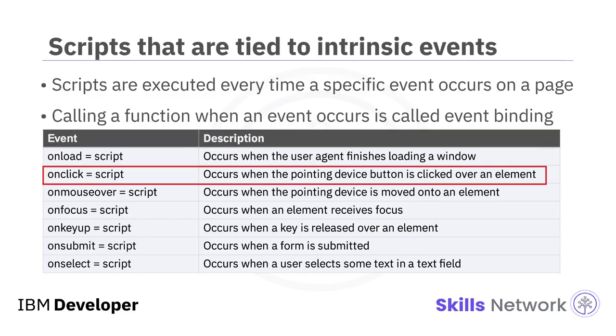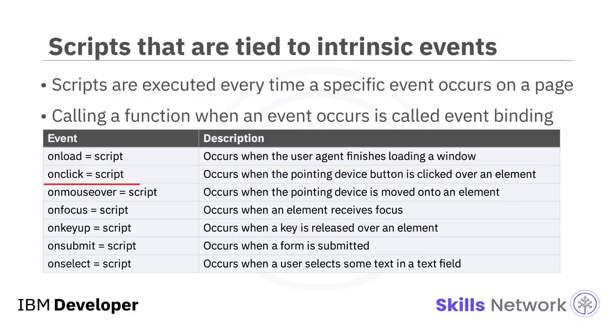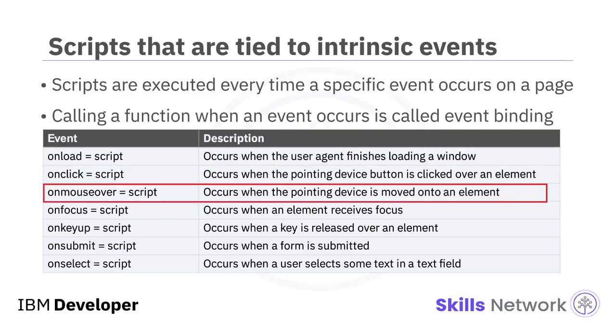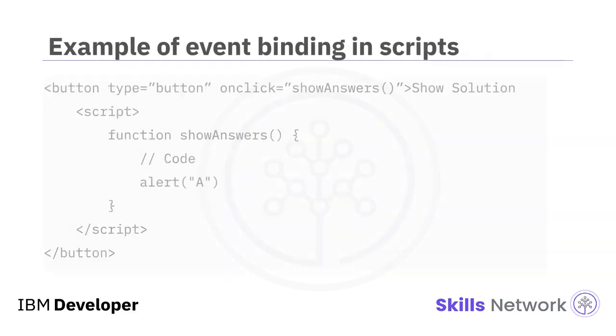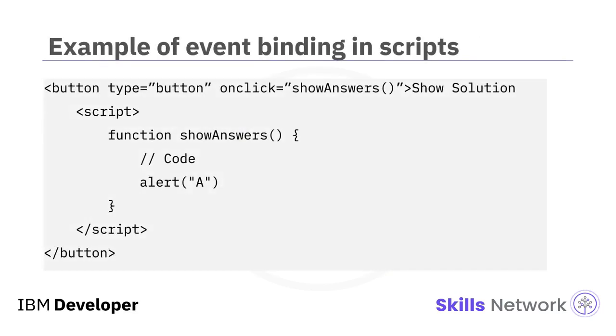This event occurs when the pointing device is clicked over an element, such as a button, that declares a handler for the event. The event handler is a function that declares what to do when the button is clicked. Other useful events include onmouseover, which occurs when the cursor is moved onto an element. Here, the inline event handler named showAnswers runs when the button is clicked.